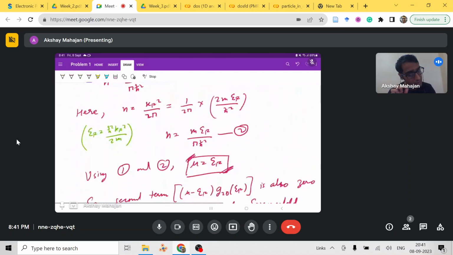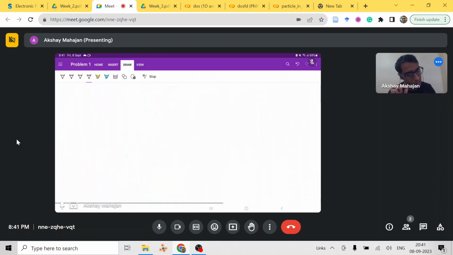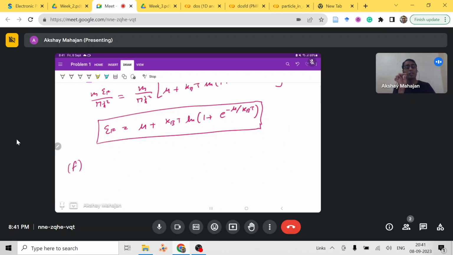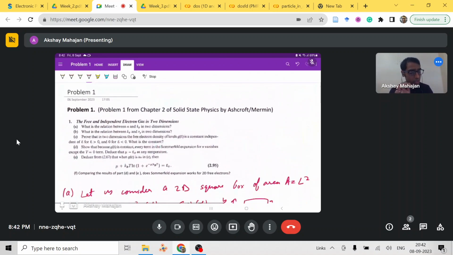Alright, and now we have to do our part F. So here we can see that from the Sommerfeld model we get mu equal to epsilon_F, but now there is a difference. Mu minus epsilon_F is not equal to 0 if we do the exact calculation. So in part F: now comparing the results of part B and D, does the Sommerfeld explanation work for 2D free electrons or not?